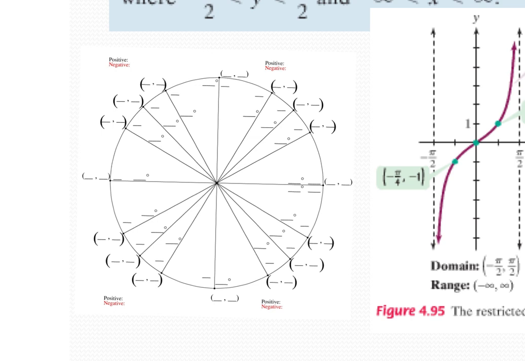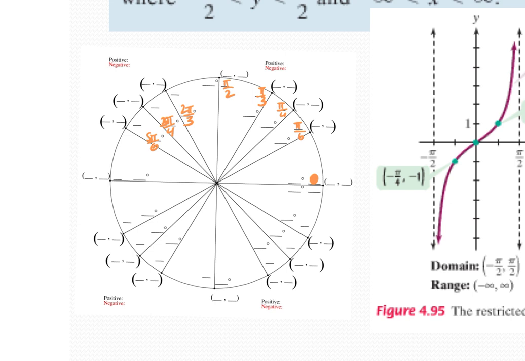So I would fill in the original radian measures. So it would be 0. This is pi over 6. This is pi over 4. This is pi over 3. This is pi over 2. In that second quadrant, it's 1 less than your numerator. So it's 2 pi over 3, 3 pi over 4, and 5 pi over 6.